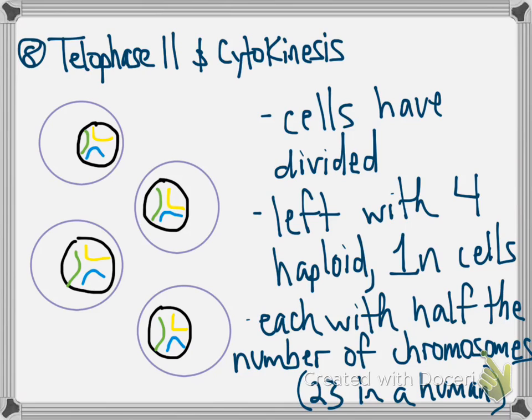So in a human, we would have 23, and then those strands of DNA would relax and loosen and turn into just that pile of loose string, and they would wait and go through interphase until eventually they would meet up with the opposite reproductive cell, and they would be fertilized to form another organism.